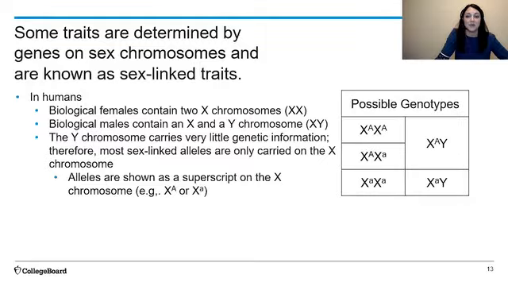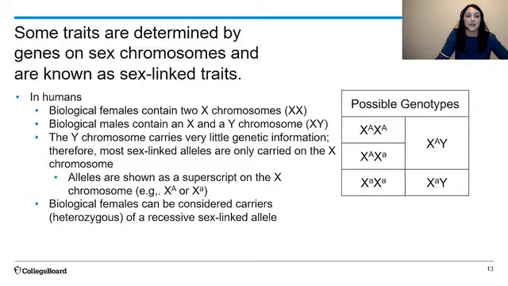So if you look at this table here, you can see the possible genotypes of sex-linked traits in humans for some gene A. And you can see that there are 3 possibilities for biological females, and there's 2 possibilities for biological males. Also notice that the Y chromosome does not receive an allele because it does not carry this trait. Biological females can be considered carriers or heterozygous of a recessive sex-linked allele. Because biological females have 2 X chromosomes, they can be heterozygous.